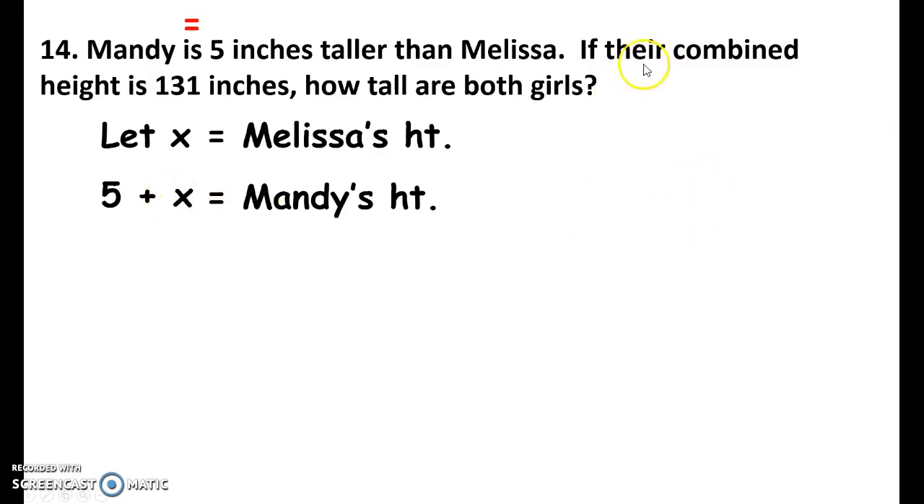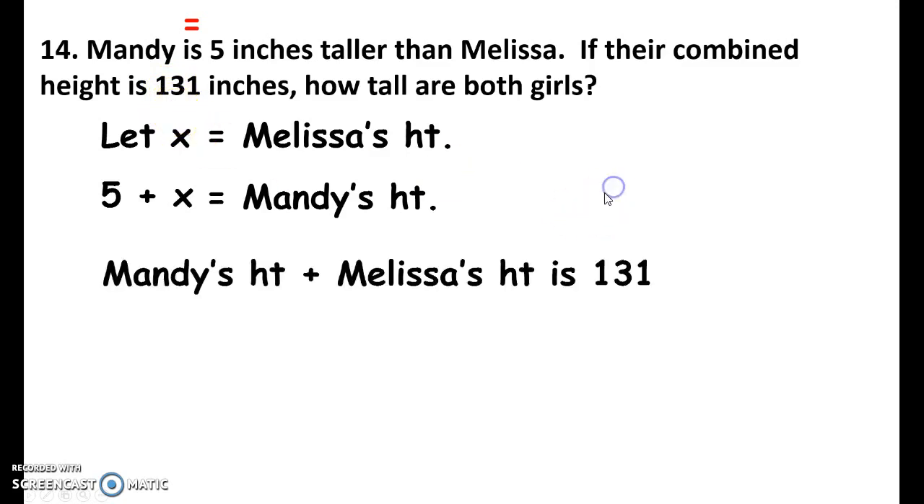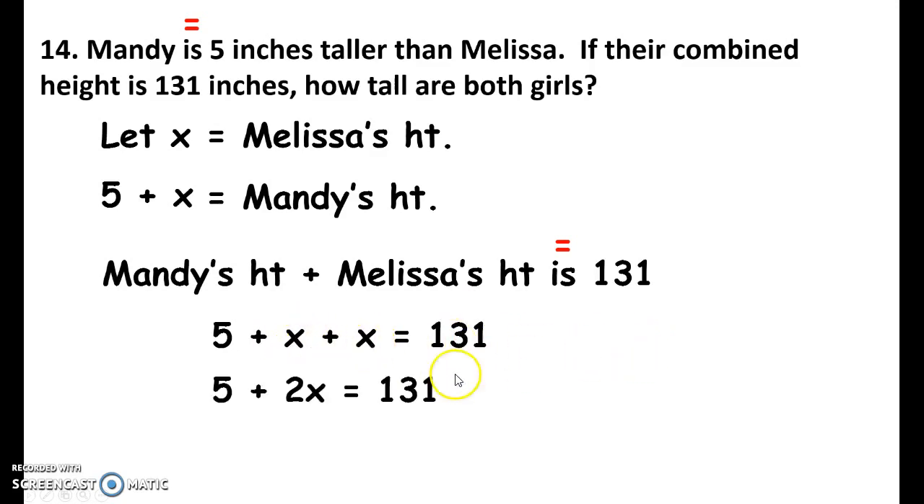It says if their combined height is 131 inches. If you're combining the two heights, what are you doing? Now we're going to add. So Mandy's height plus Melissa's height is 131. Is usually an equal sign in these word problems. So I'm going to take Mandy's height of 5 plus x plus Melissa's, set it equal to 131, and solve. I'm going to combine like terms, so I have 2x on the left-hand side. I'm going to subtract 5 from both sides, divide both sides by 2.